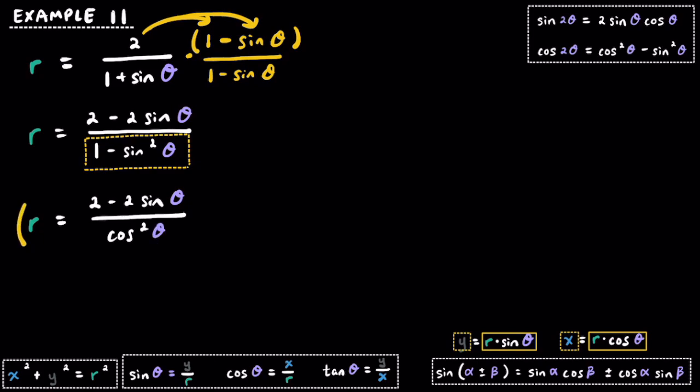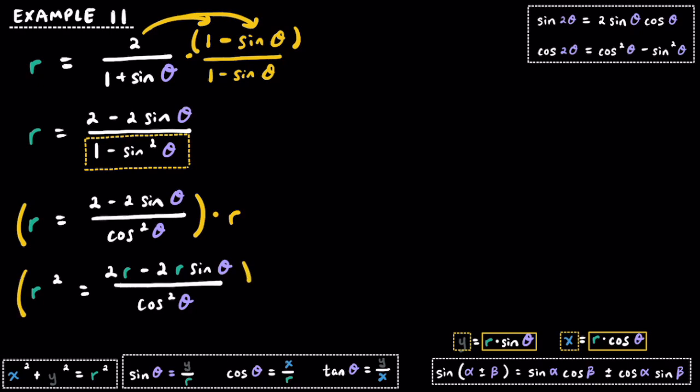At this point, let's see if we can get this r to say r squared, and we can do so by multiplying both sides by r. So on the left side, r times r, that's going to say r squared. And on the right side, if we distribute that r to the numerator, it would say 2r minus 2 times r times sine of theta. And that whole thing is going to be on top of this cosine squared of theta. If you're not sure where we're going with this just yet, just hang in there with me. I promise it's going to make a lot of sense in just a little bit.